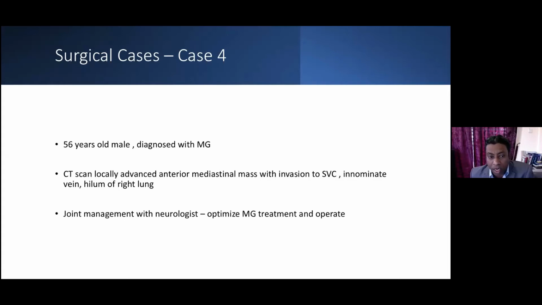This was a joint management together with the neurologist, where we had to optimize the myasthenia gravis treatment before the surgery itself, and that gave us a window to operate. Prior to this, the patient had a 1 month history of being ventilated in Ampang Hospital ICU due to myasthenia gravis crisis. After optimizing him, we took him on and we operated on him.